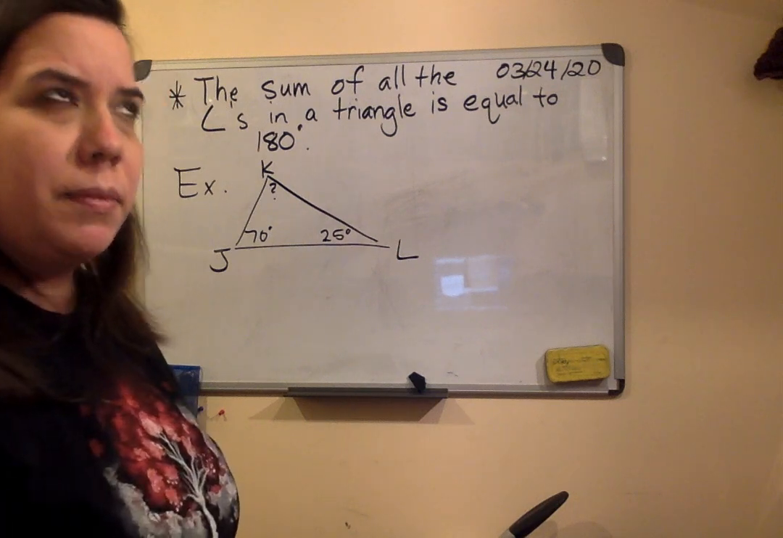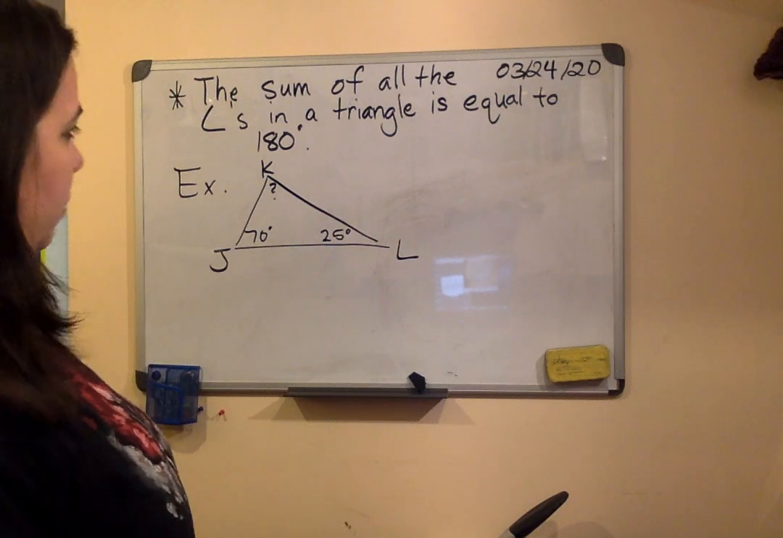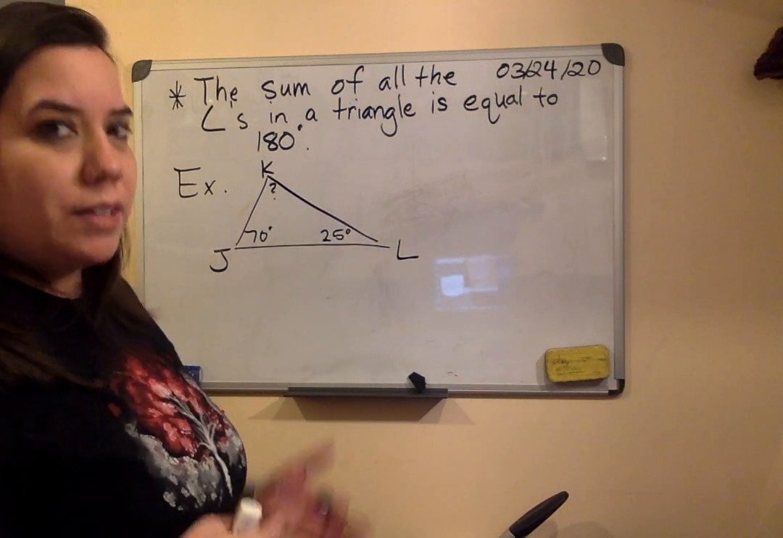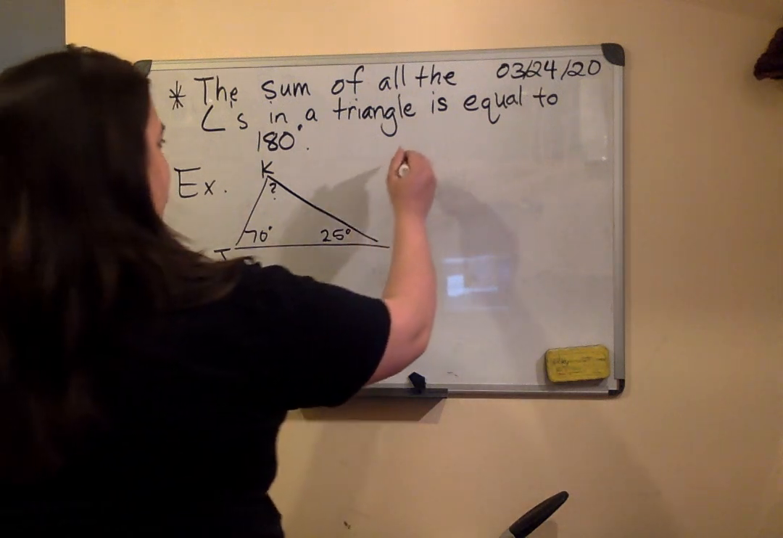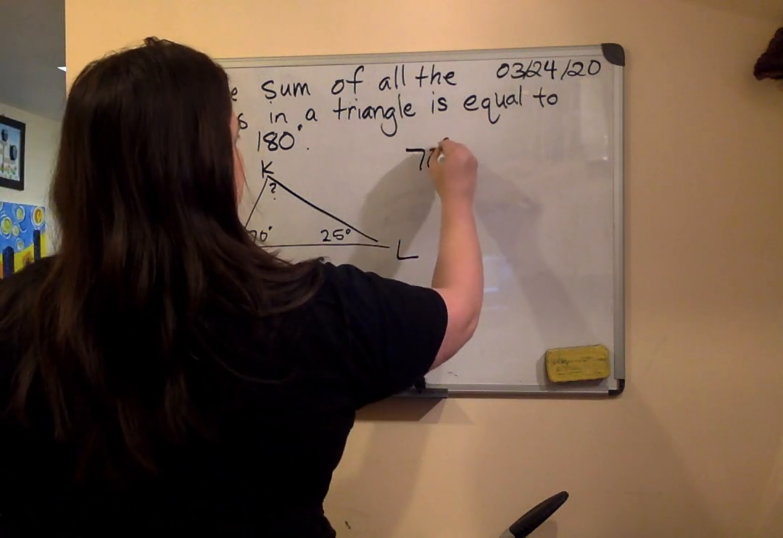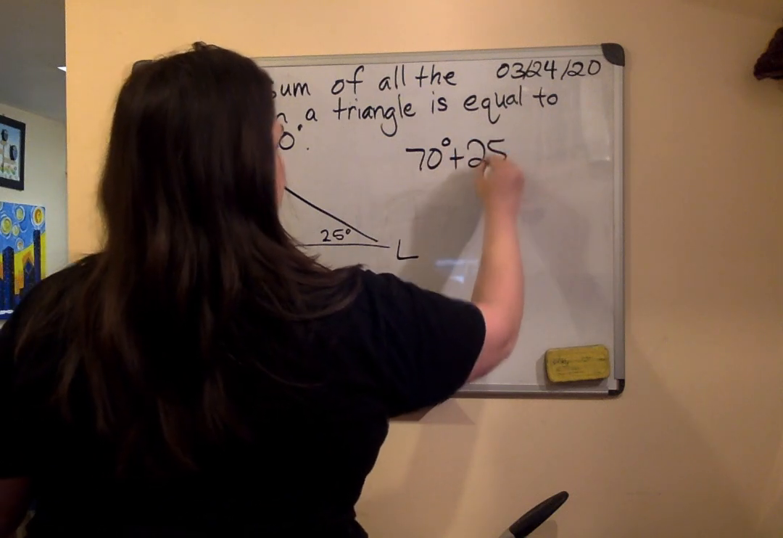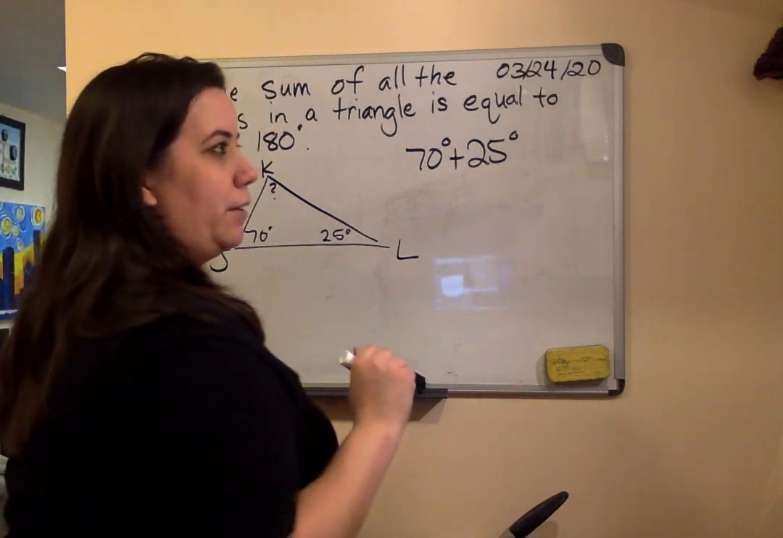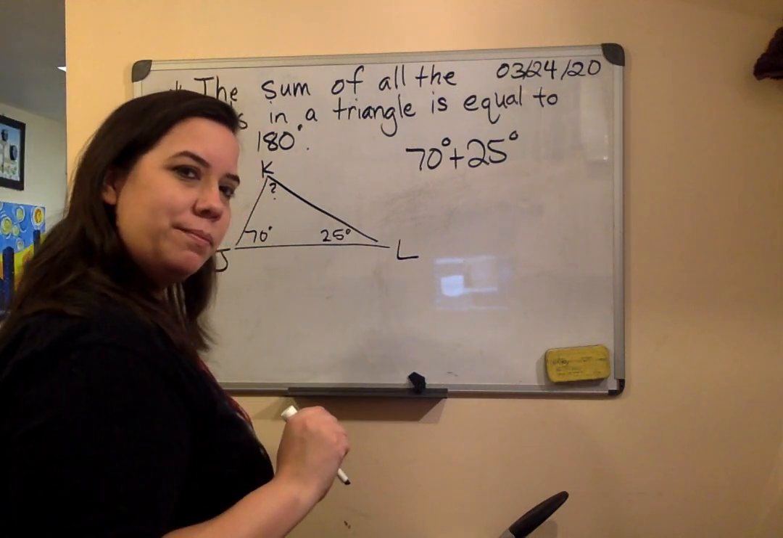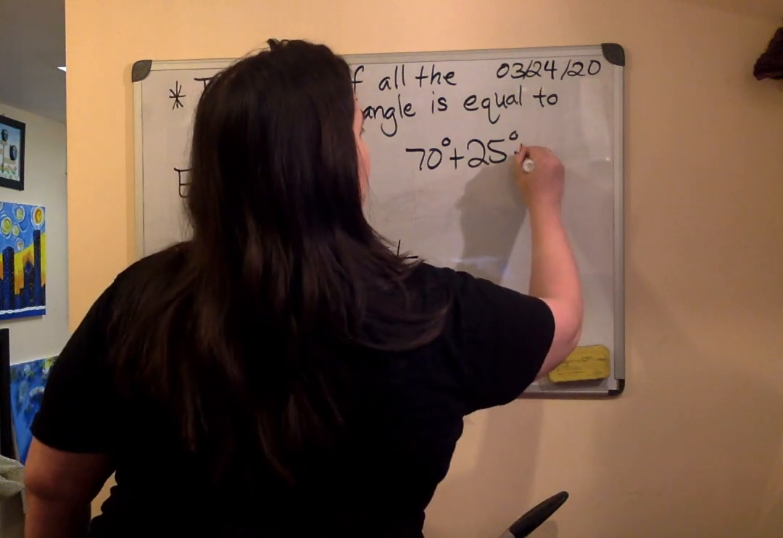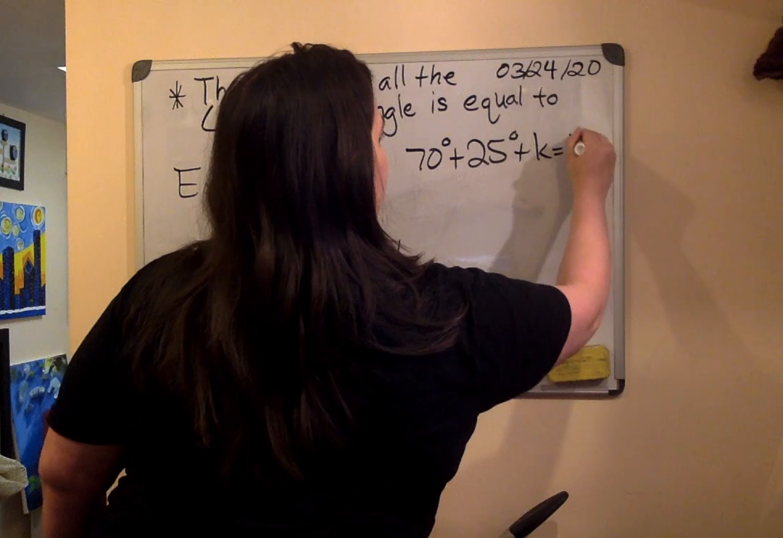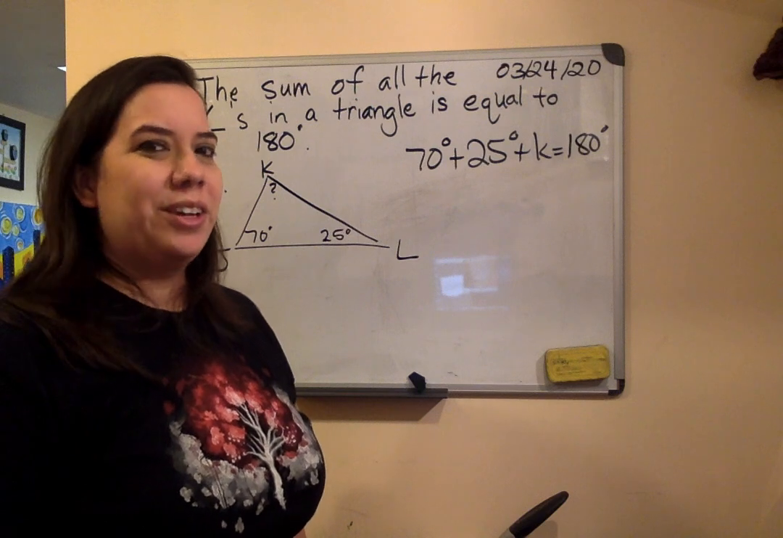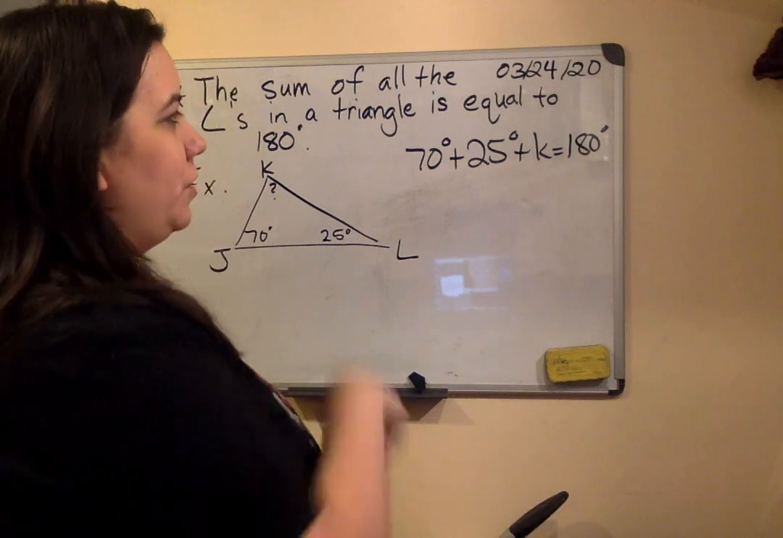So let's write an equation. So if I were to write this equation, what would I have to do to all the angles? You have to add them up first. So let's go ahead and write it up. So you have 70 degrees plus 25 degrees. Now, do I know for K? No, I don't. So I'm going to put a variable. Guess which variable I'll put? I'm going to put K. So plus K equals 180 degrees. With me so far? Yeah, you guys are with me. So, what's the first step to solving for K?